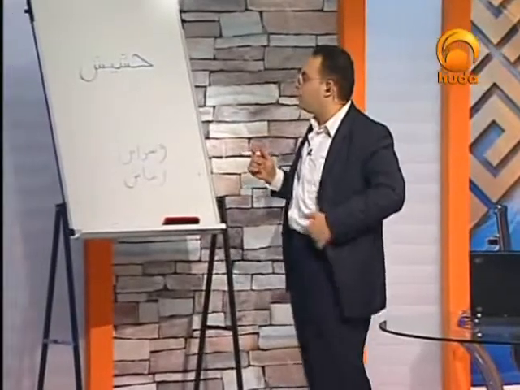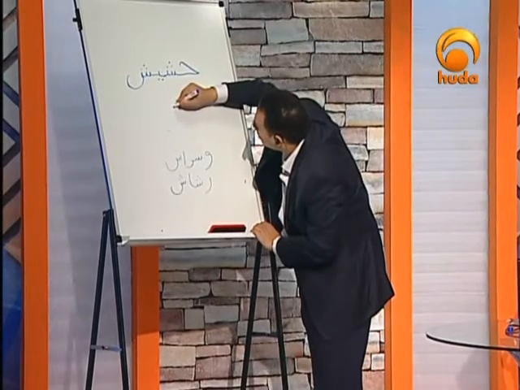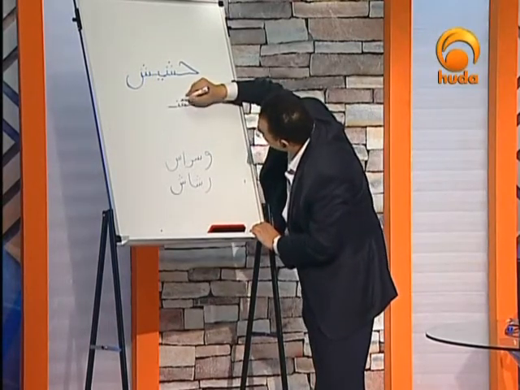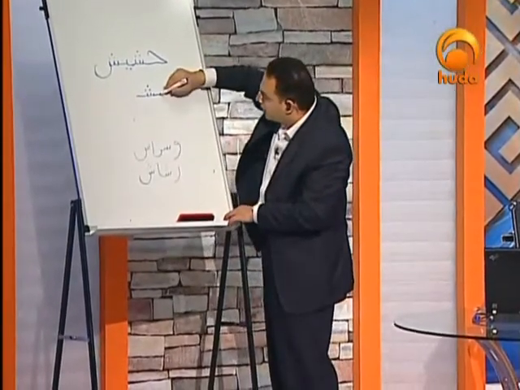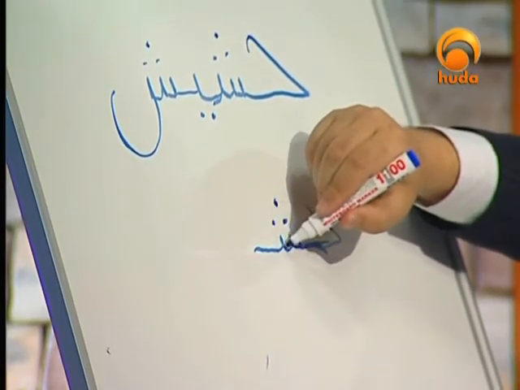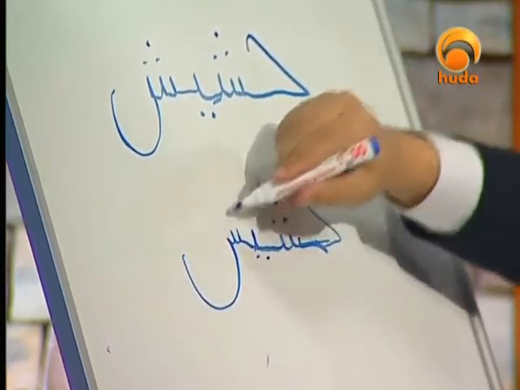The first one is coming in the medial position, and the second one is coming in the final position. In the medial position, sha is connected with the previous and the following one, in this way. Can you see that? And it's connected here with ha, and it's also followed by ya. Then we have another sha here. This word actually means drugs.